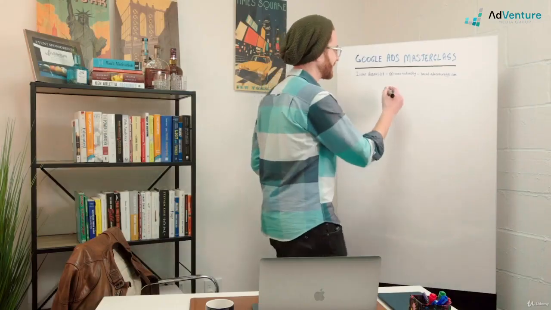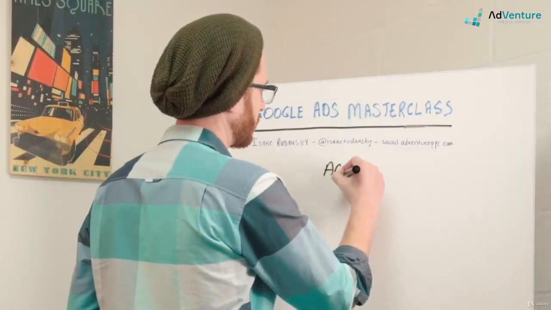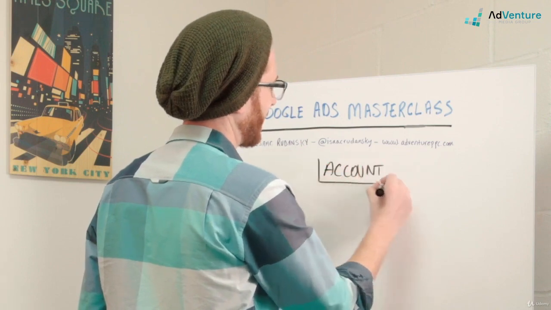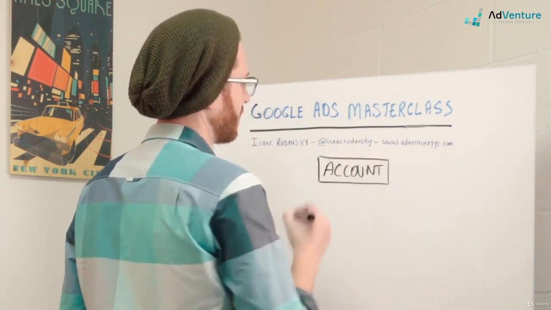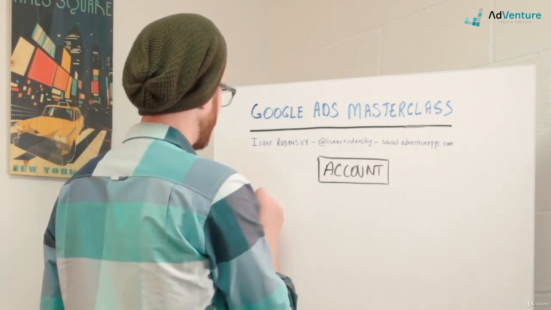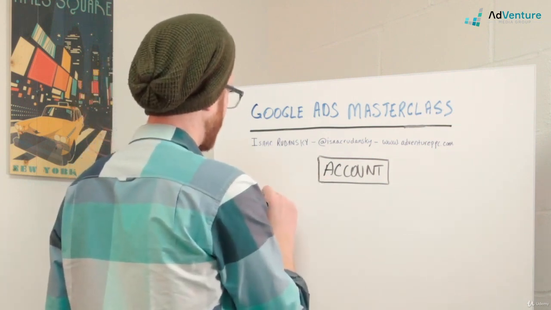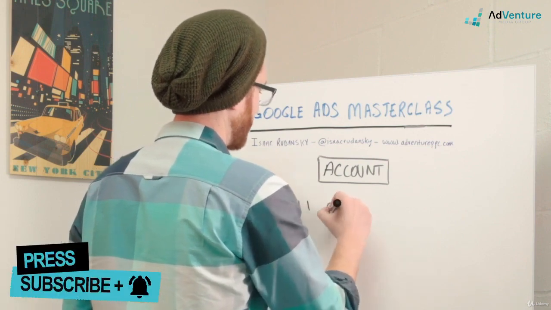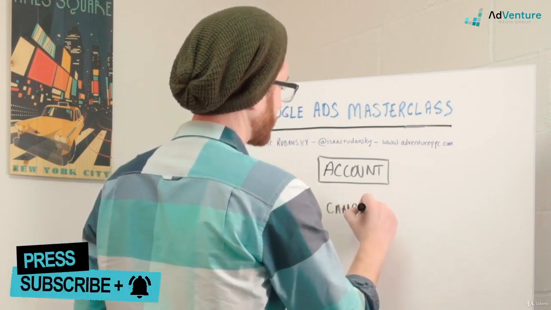So at the very top level, you have your Google AdWords, or your Google Ads rather, account, okay? And at the account level, there are different settings that are only applicable to the account level, but we'll get there. Then you have campaigns under your account. You have all sorts of campaigns. You could have many different campaigns. You could have hundreds of campaigns.